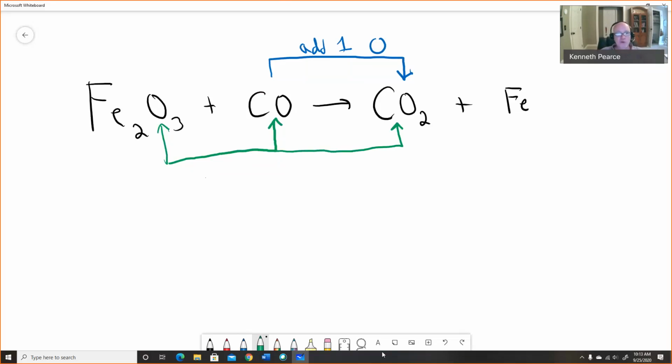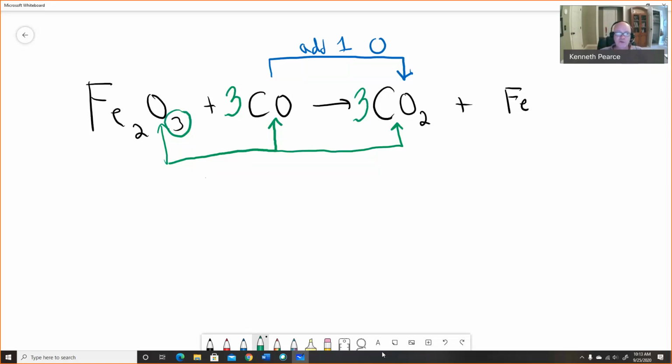And if there's 3 oxygens that have to come off of that iron Roman numeral 3 oxide, then you're going to need 3 carbon monoxides to give you 3 carbon dioxides, and that's because of the 3 over here. So where does the oxygen go? It goes into the carbon monoxide to become carbon dioxide. And so having done that, we've balanced the oxygens and we've balanced the carbons.